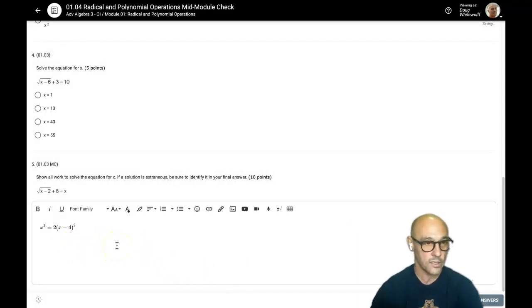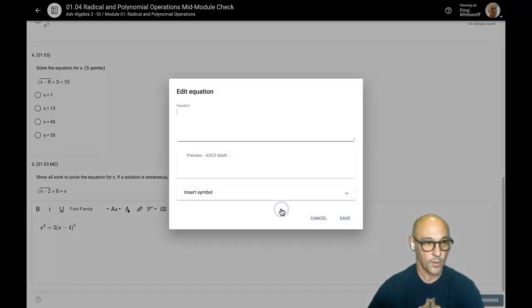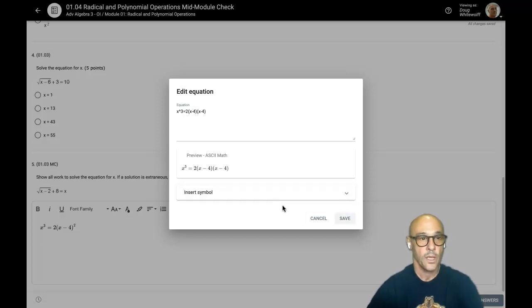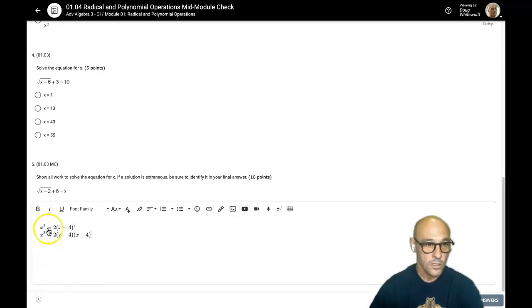So one way to do it is to show that from step to step. So you go down to the next step. You could do, okay, well, I'm going to expand the quantity x minus 4 squared. So equals 2 times the quantity x minus 4 times the quantity x minus 4. That's going to be my next step. So I took the x minus 4 and I squared it. Now the next one is going to be the expansion of that.